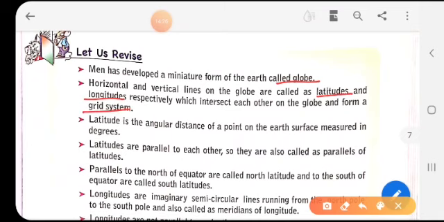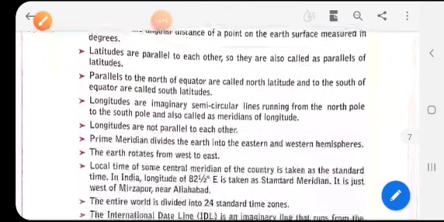Latitude is the angular distance of a point on the earth's surface measured in degrees. Latitudes are parallel to each other. This is another characteristic, so they are also called the parallels of latitude. Parallels to the north of the equator are called north latitudes and those to the south of the equator are called south latitudes. Let's see what else.